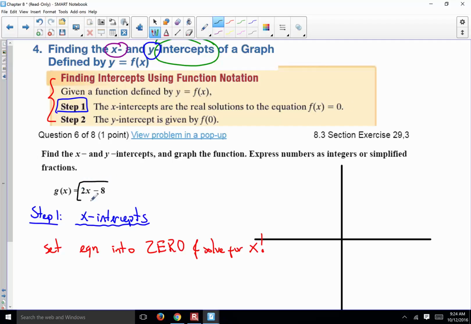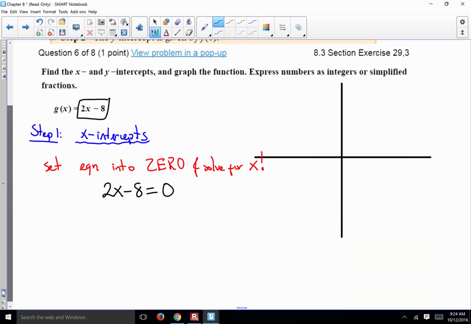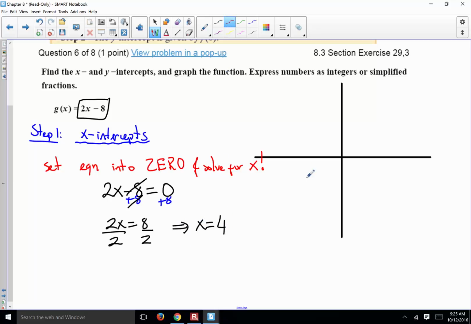So what is the equation here? It's 2x minus 8. You take that equation, set it into 0, and solve. What is x? It's 4. Agree? Just add 8 to both sides. 2x is 8. These cancel. Divide by 2. We get x equals 4. So I know my curve touches the x-axis at 4. Where is 4? 1, 2, 3, 4. Right here. So mark it.